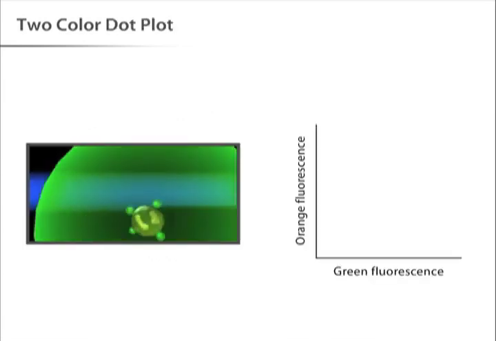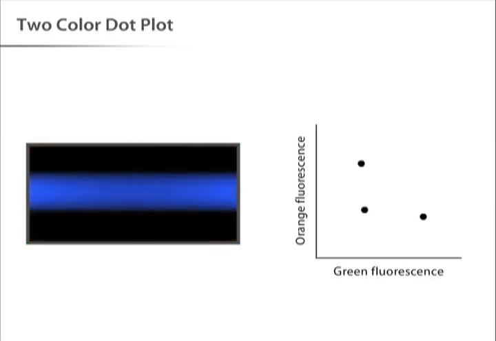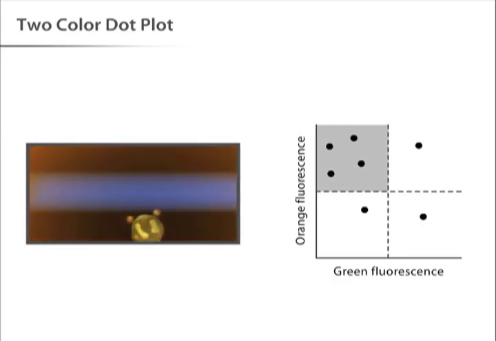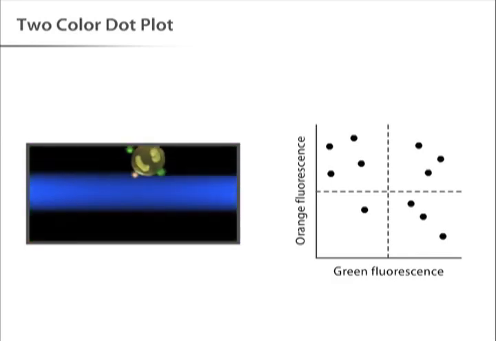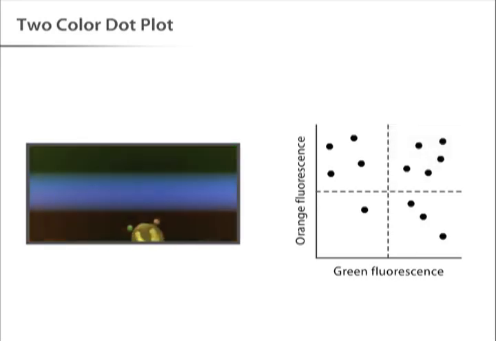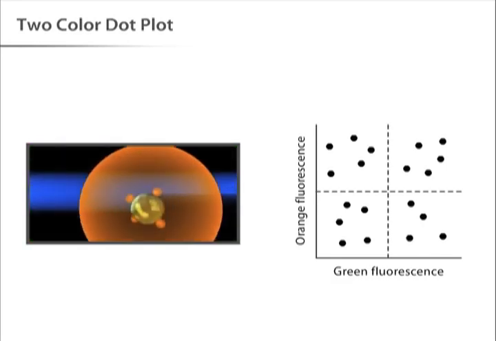If we analyze data from the two-color experiment using a scatter plot, four distinct populations emerge. Looking at the dot plot in terms of quadrants, cells with only bright orange fluorescence appear in the upper left quadrant. Cells with only green fluorescence appear in the lower right quadrant. Cells with both bright green and bright orange fluorescence appear in the upper right quadrant. And finally, cells with both low green and low orange fluorescence appear in the lower left quadrant. Multiple fluorescence parameters are necessary to dissect complex biological systems.